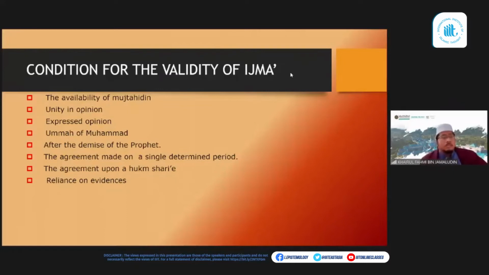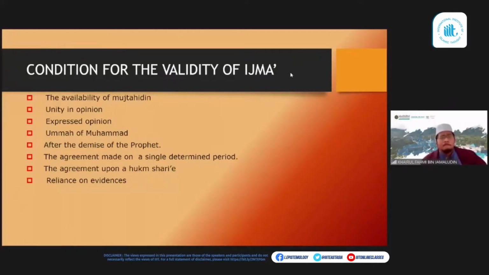Number 3, express opinion. This is the third condition. In ijma, the opinion must be expressed. If, let's say, you simply keep quiet, then it is not ijma, according to the majority of scholars. Of course, there will be an issue later about ijma sarih and sukuti, but this is the condition stipulated by the majority of scholars, Jumhurul Fuqaha wal Ulama.